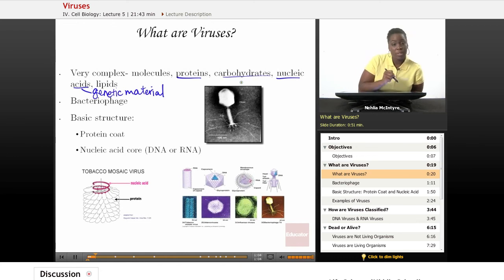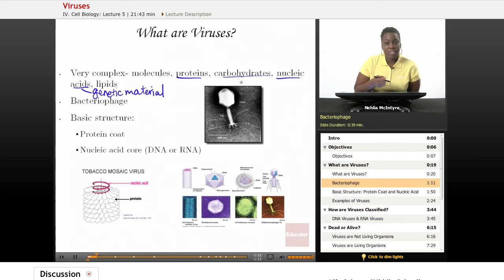Now, there are certain specific types of viruses. I'm sure you've heard of viruses that may cause the common cold or flu, but there's tons of different types of viruses. And then there's a group of viruses that we call the bacteriophages. These are viruses that specifically attack or infect bacterial cells.